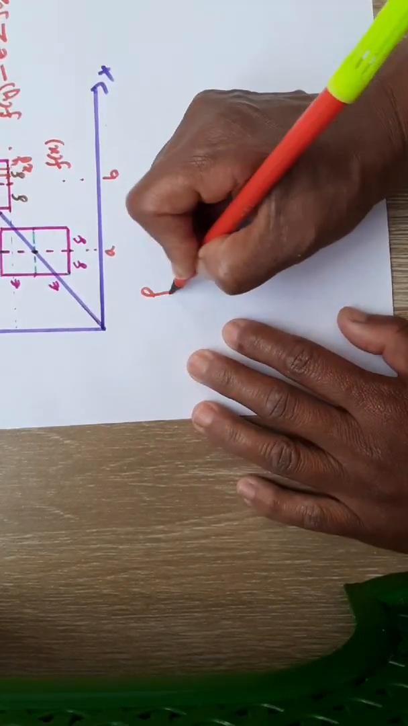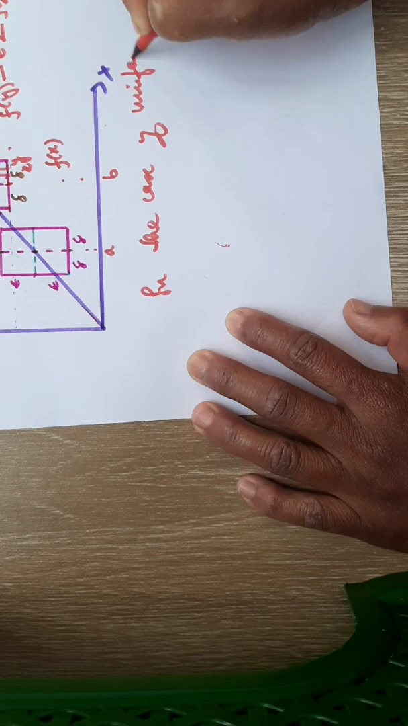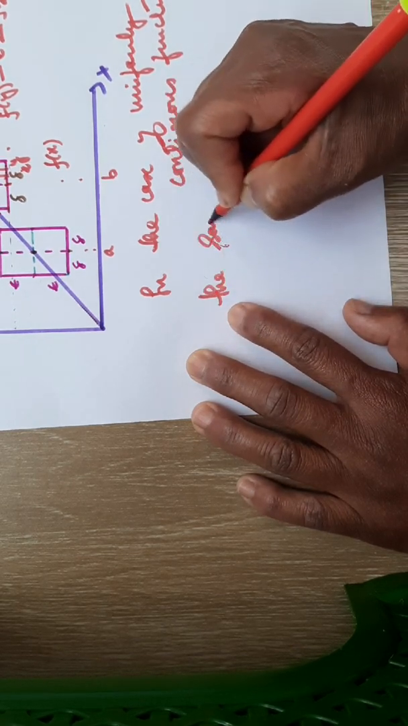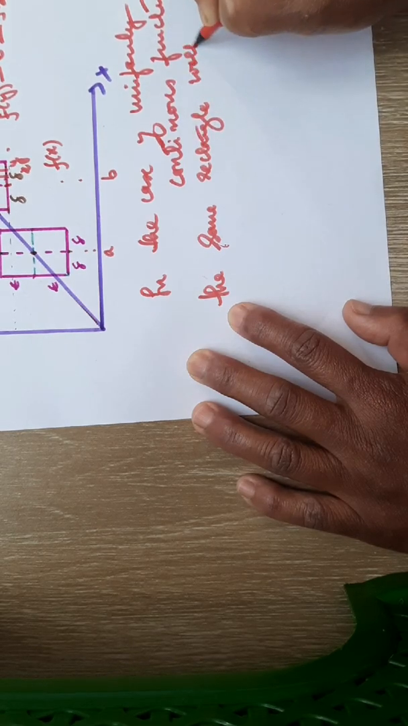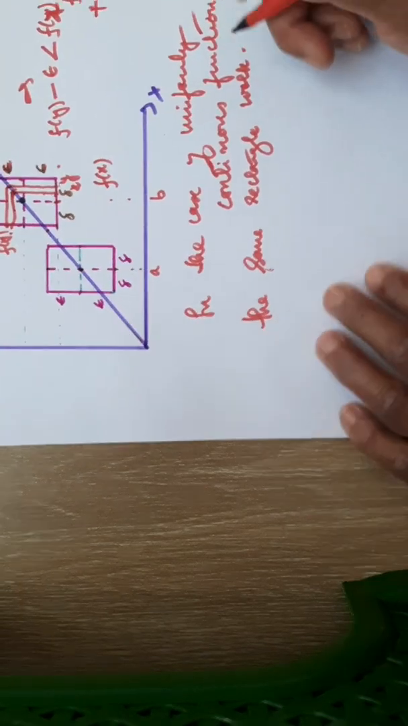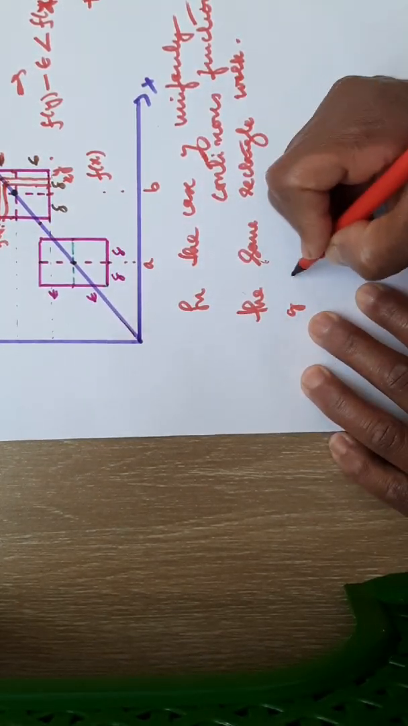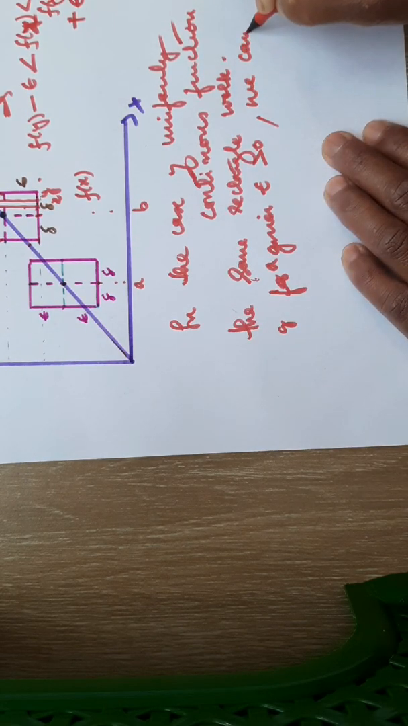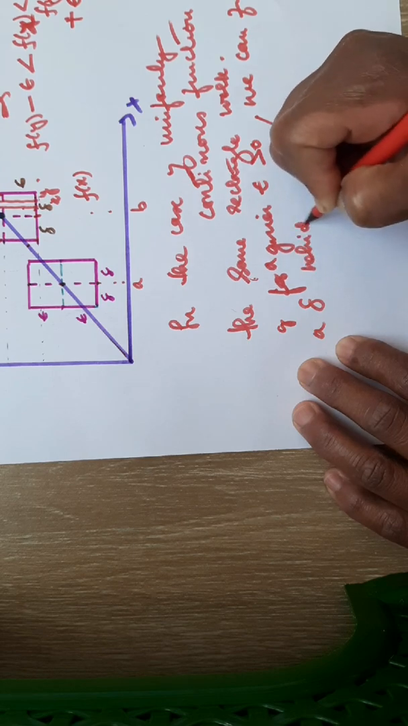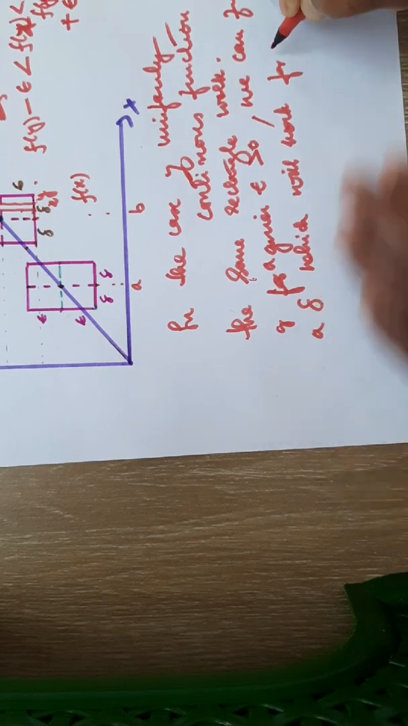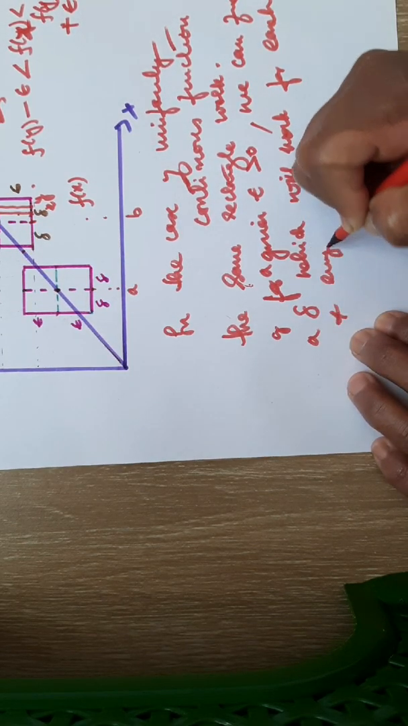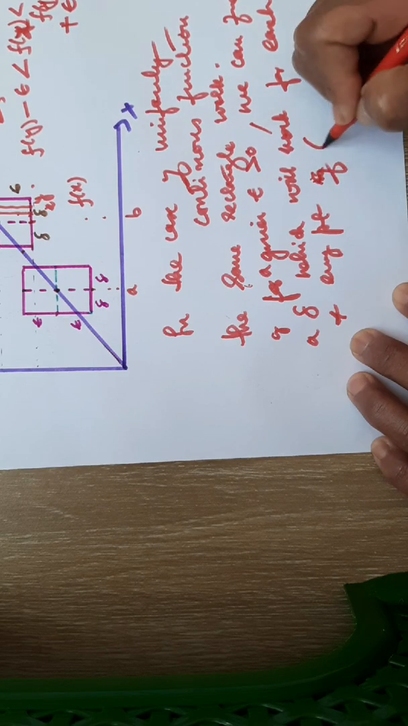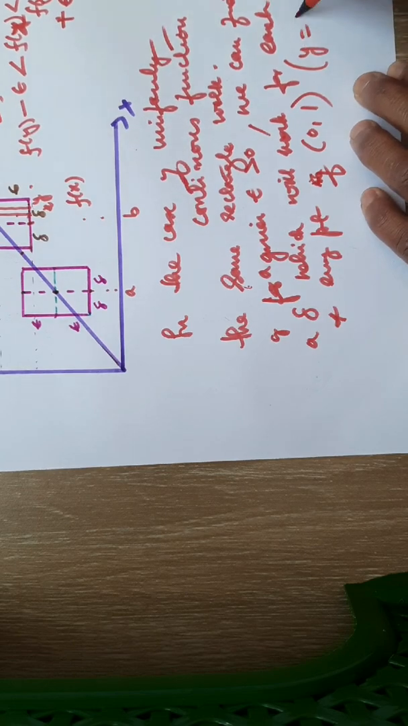So what we notice is that in the case of a uniformly continuous function, the same rectangle works, or for a given epsilon greater than 0, however small it is, we can find a delta which will work for each and every point in the interval 0 to 1 in this case, for this particular function y equals x.